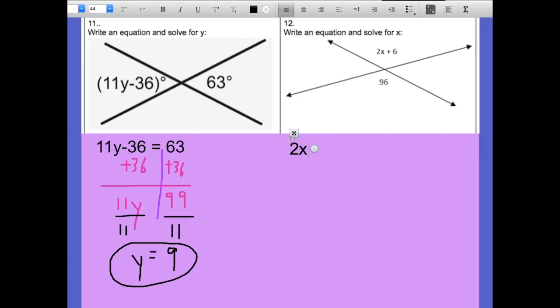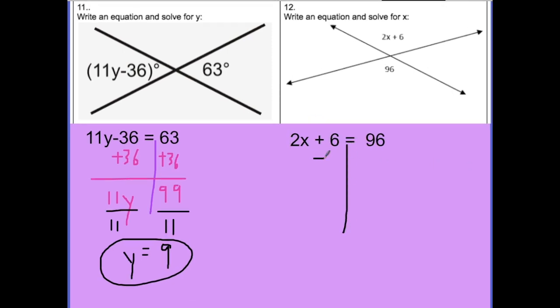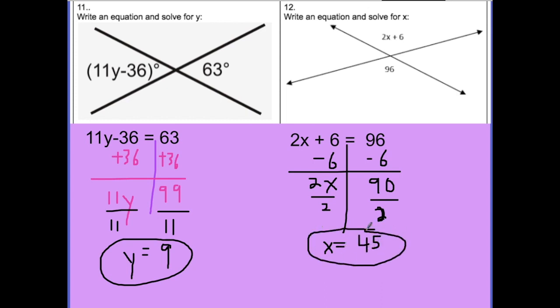Other one, they're also vertical angles. They're across from each other, so 2x plus 6 equals 96. And then same idea, we're going to have to put a line down the middle, do opposites, so minus 6. It's a good inverse for us. We get 90. Here we get 2x. Divide by 2, divide by 2, and we end up with x equals 45. So that's what we had to do, is find the variables there, and we are good.